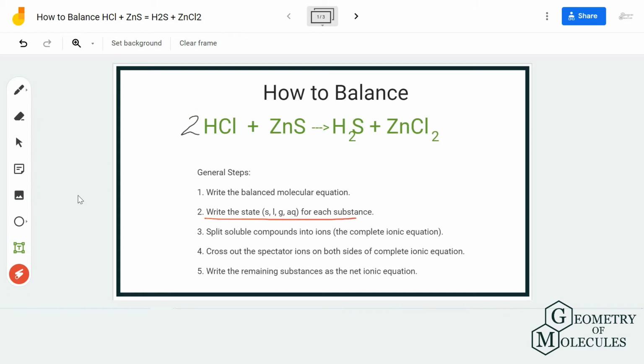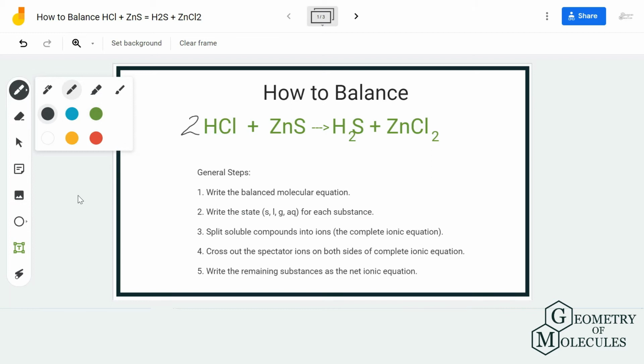The second part is to write the states for each molecule. Here HCl will be in aqueous state, so write aq. ZnS will be in a solid state, so you can write S over here. For H2S, it is in aqueous state as well, but it is a weak electrolyte. However, we are going to write aq because it is in aqueous state. And ZnCl2 will also be in aqueous state, so mention that.